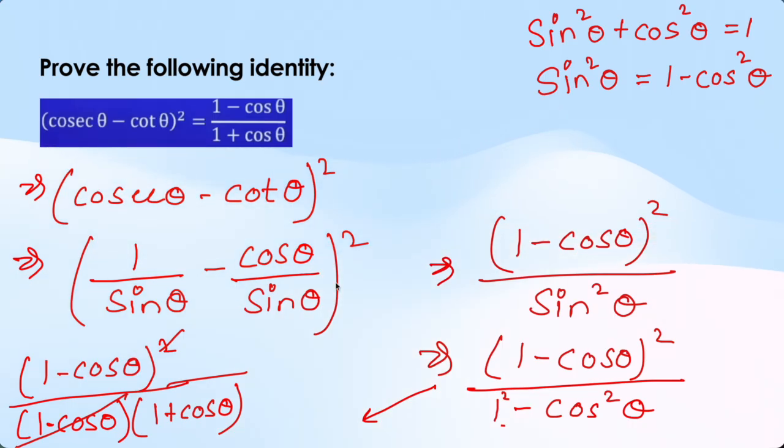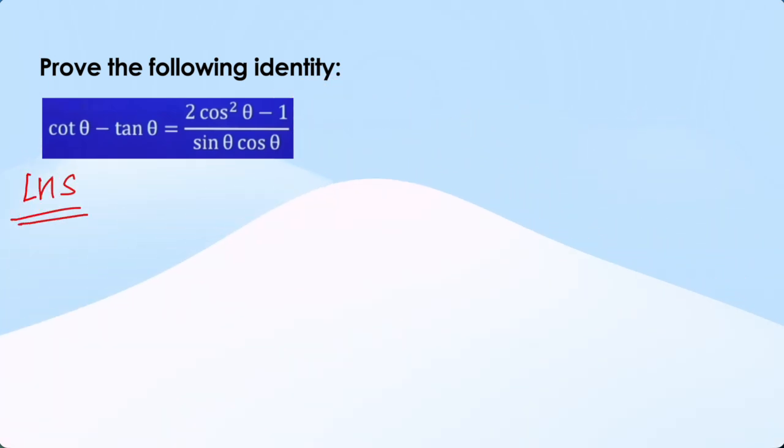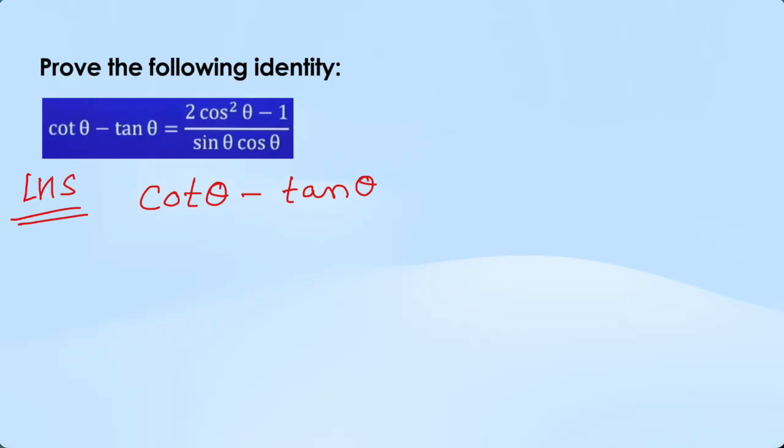Now coming to the next question. This time it is cot theta minus tan theta, and we are changing it into sine and cos, right? Means cot and tan is given and you have to write it in terms of sine and cos. Okay, let's give it a try. So LHS is cot theta minus tan theta. We know what is cot theta.